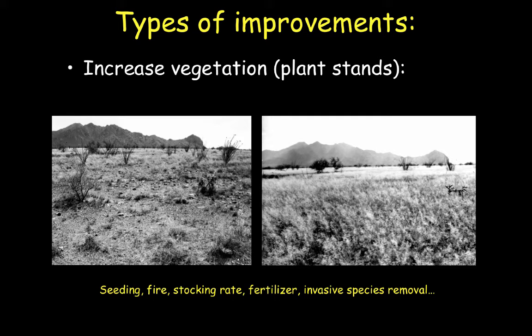Another type of improvement is to improve the actual number of plant stands you have. So this can be done a variety of different ways. Seeding with a tractor or an airplane. It can be done through fire. Decreasing or increasing stocking rate depending on what you're trying to improve and your rangeland region. Applying fertilizer to rangeland, it's not done on a regular basis. There's some instances that happens, but fertilizer is probably very low on the priority list because rangeland is so vast. And then also invasive species removal as well.